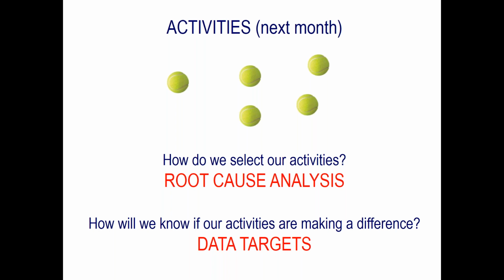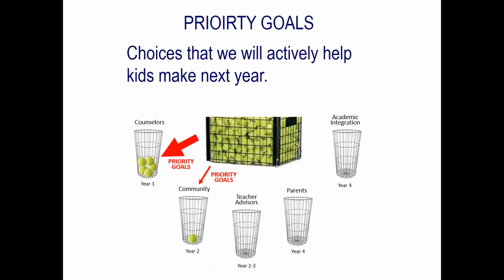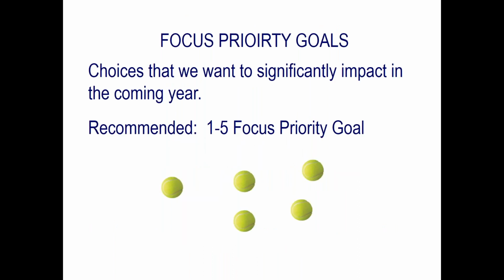So you can see that we've got lots of things. Let me go back. We've got lots of things out of that big basket that we're going to work on. So these are the priority goals. But then we're going to hammer just a few. And we should see significant changes in the percentage of students that make that choice between right now and the end of next school year.